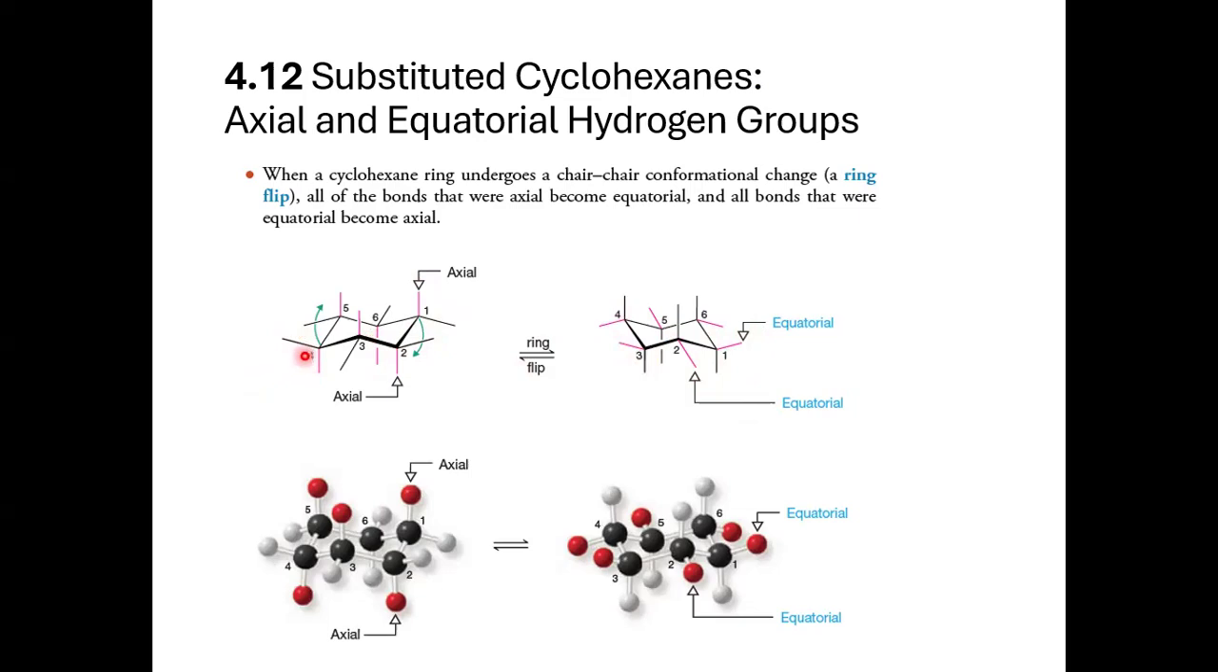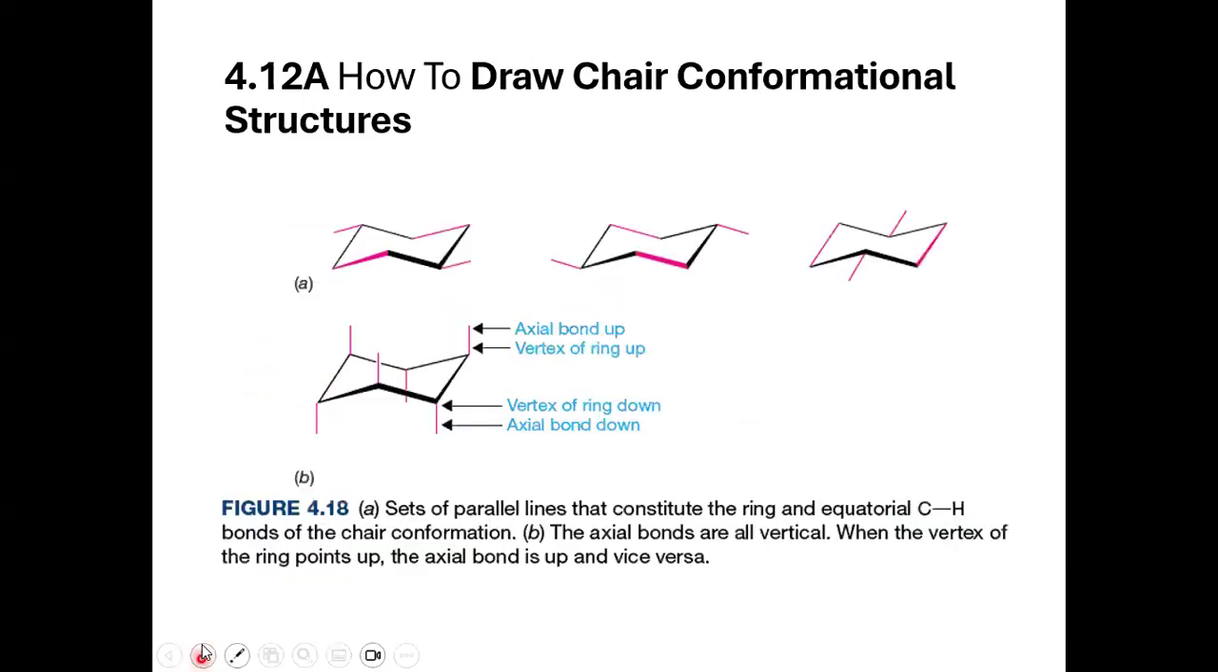Here on carbon 4, equatorial up will become axial up rather. And the bond here in carbon 4 that is down stays down, but from axial it becomes equatorial. Okay, and we've learned about that. You just have to practice writing the structure.